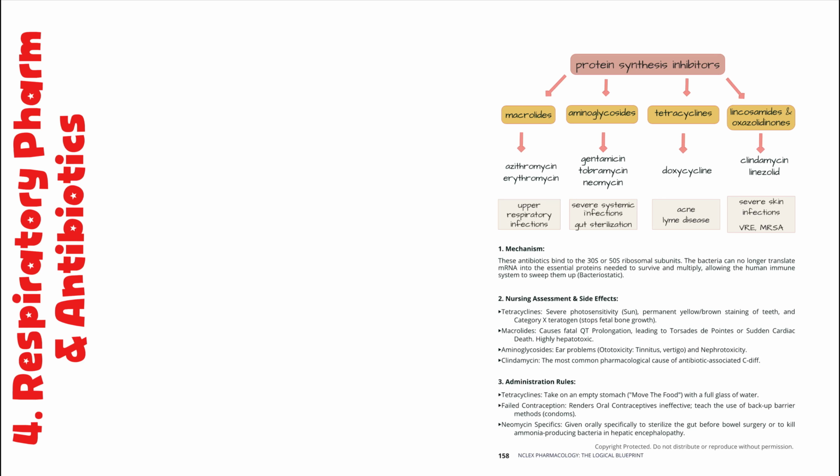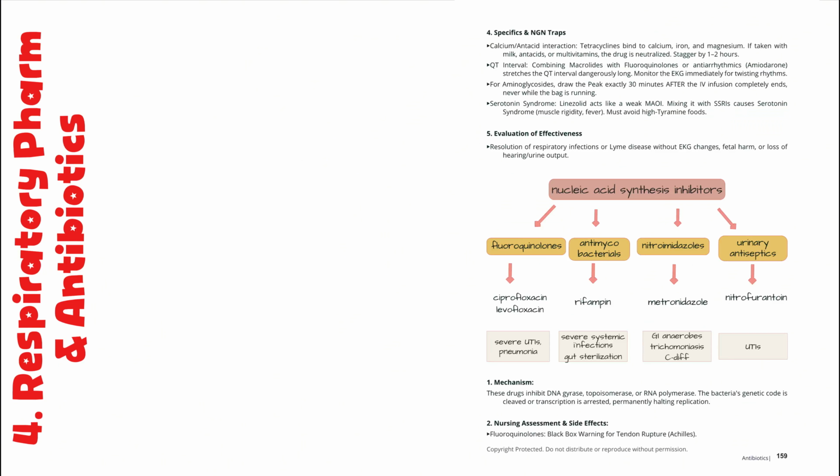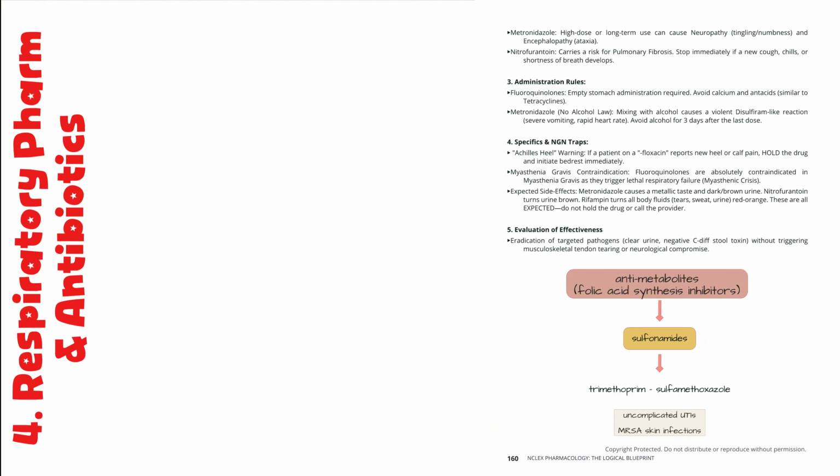Clindamycin is the single most common pharmacological cause of C. diff, and linezolid acts like a weak MAOI. Combine it with an SSRI, and you risk serotonin syndrome, so avoid high tyramine foods too. Fluoroquinolones like ciprofloxacin carry a black box warning for Achilles tendon rupture, a sudden, sharp, tearing pain in the calf or heel in an elderly patient is not a strain. Hold the drug and start bed rest immediately.